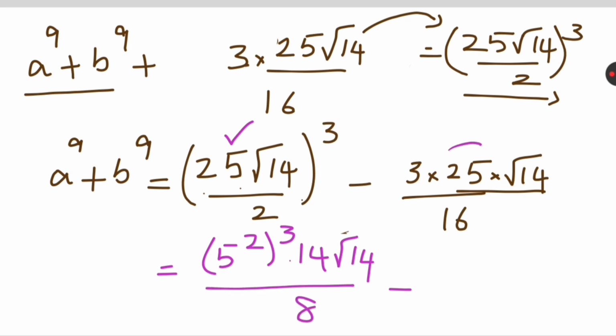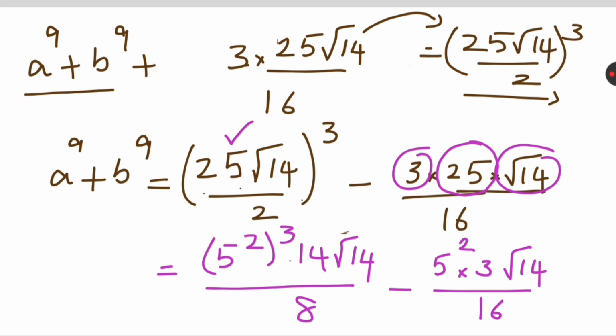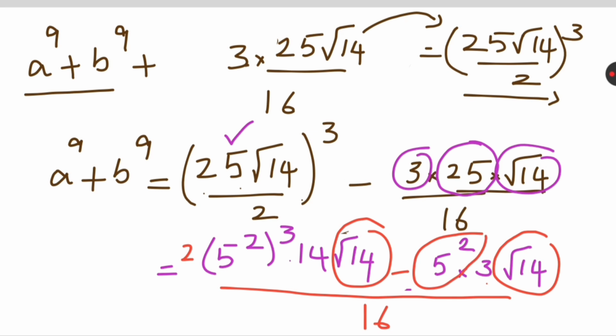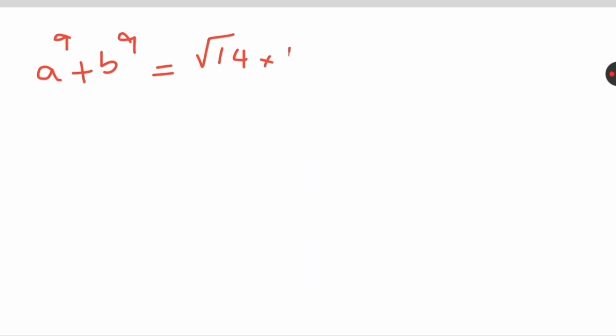Minus, here also we have a 25. That is, you can write it as 5 raised to power of 2. And we have 3, and we have root 14 over 16. Let's take LCM. The LCM is 16. And here we have 8. Here we will get 2 times 5 raised to power of 2 whole raised to power of 3 times 14 root 14 minus 5 raised to power of 2 times 3 root 14. Observe here we have a root 14 and here we have a root 14. So let's take it common as root 14. Now still we have 5 raised to power of 2 and here we have a 5 raised to power of 2 term. So let's take it common as 5 raised to power of 2.